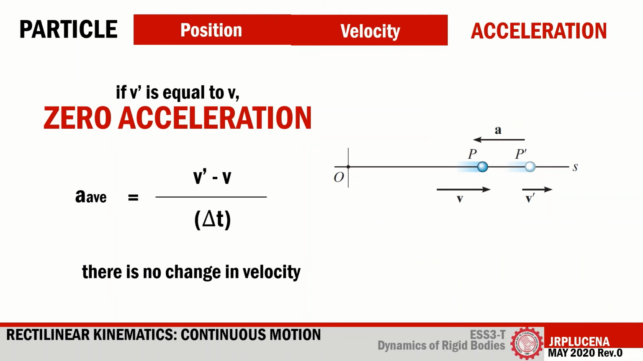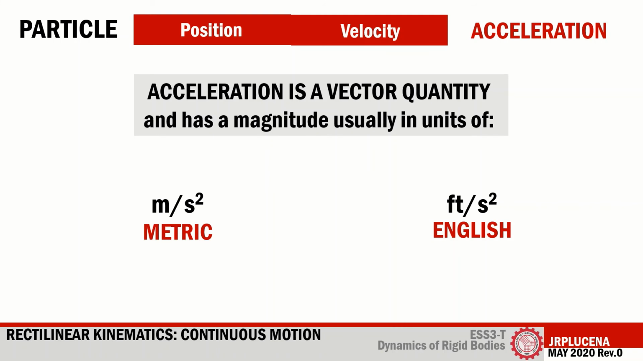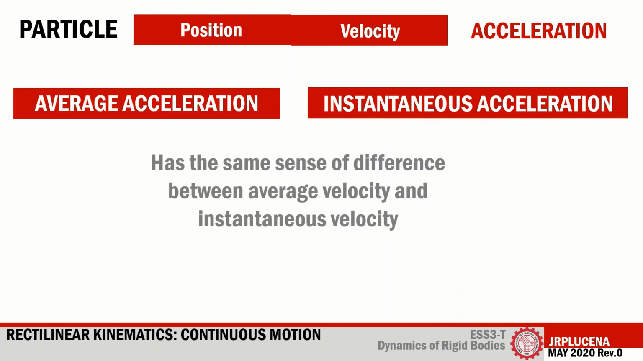Now, if v equals v prime and there's no change in velocity, therefore there is zero acceleration. So acceleration is usually expressed in units such as meters per second squared for metric and feet per second squared in English. And take note that it is also a vector quantity. It could also be categorized into two: average acceleration and instantaneous acceleration. And that's the same sense of difference between average velocity and instantaneous velocity.